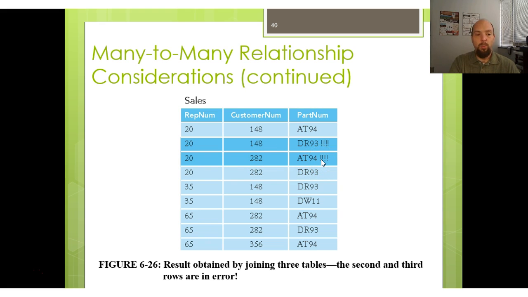Now I start ending up with problems because now I don't necessarily know which particular part was sold to which customer. I don't have a clear primary key. Many-to-many is not a good idea because we will end up with scenarios like this where when we try to join the tables back together, then we can't figure out what the primary key is.